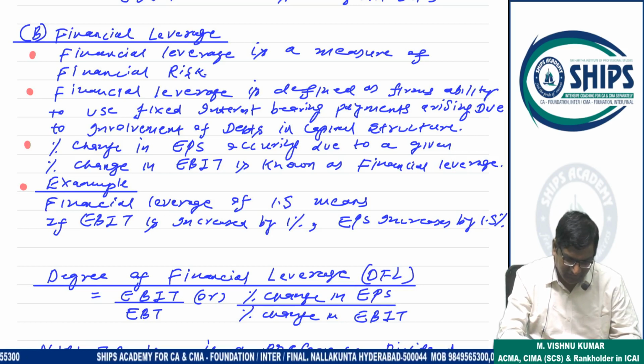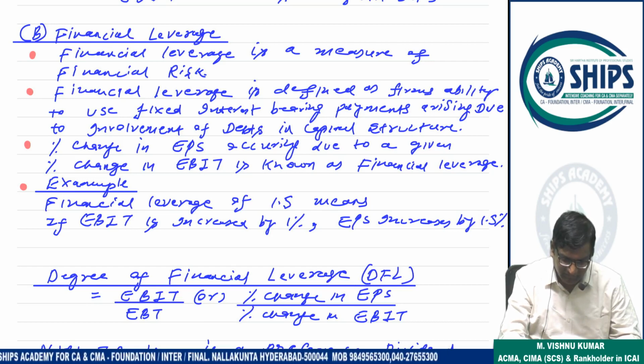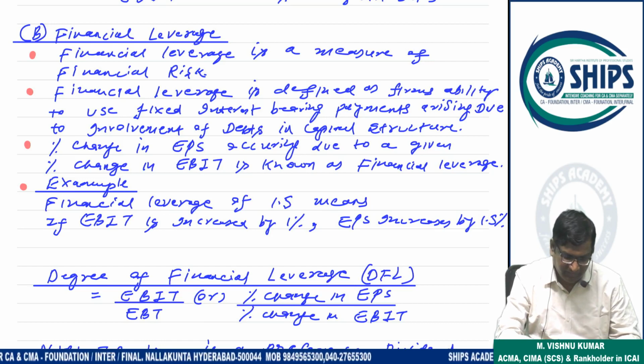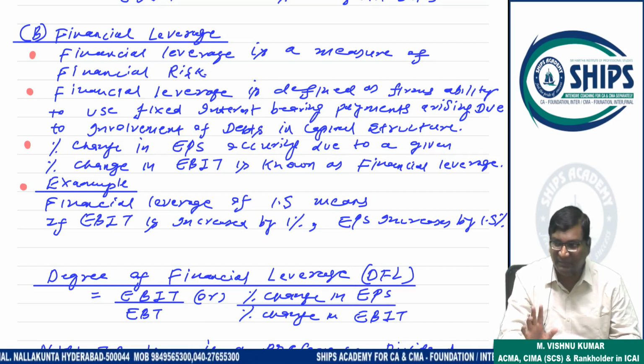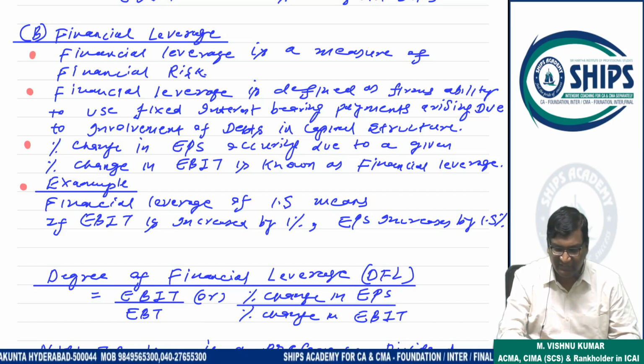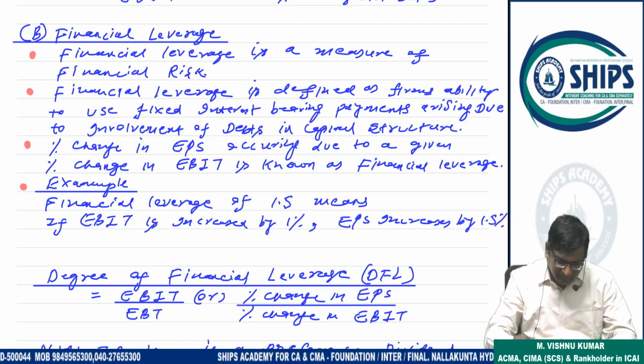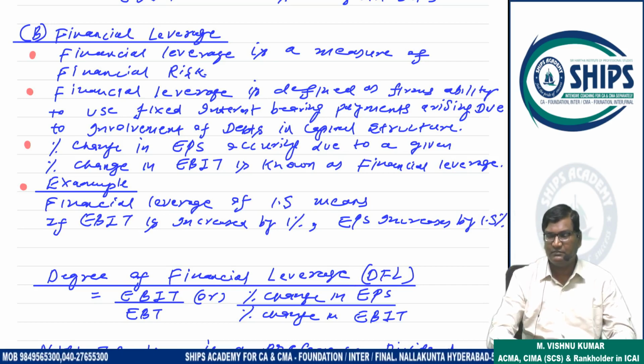If financial leverage is 1.5, if EBIT increases or decreases by 1%, EPS will also change by 1.5%. Suppose financial leverage is 5, if EBIT increases by 1%, then EPS will also increase by 5%. Exactly in the same proportion it will change. Okay.